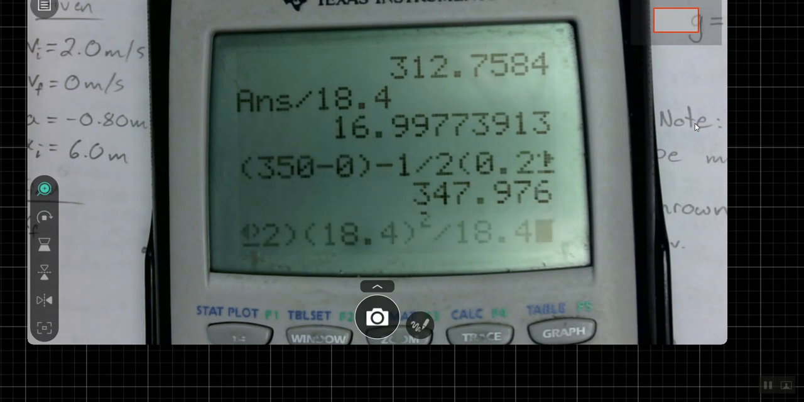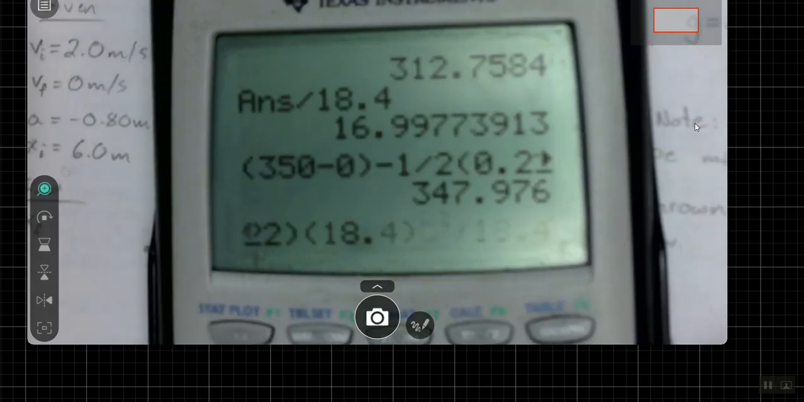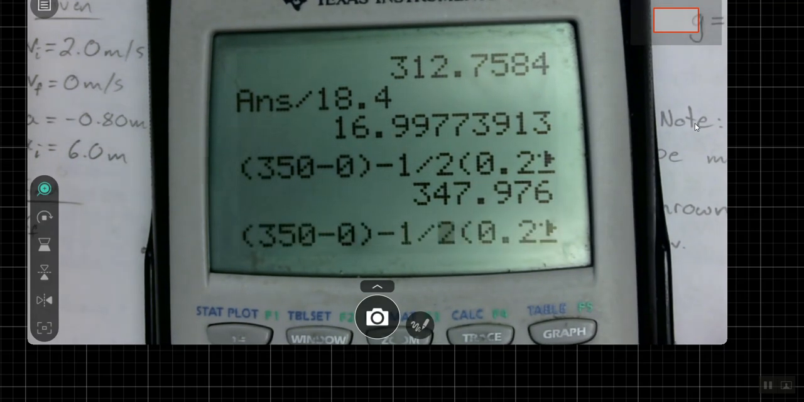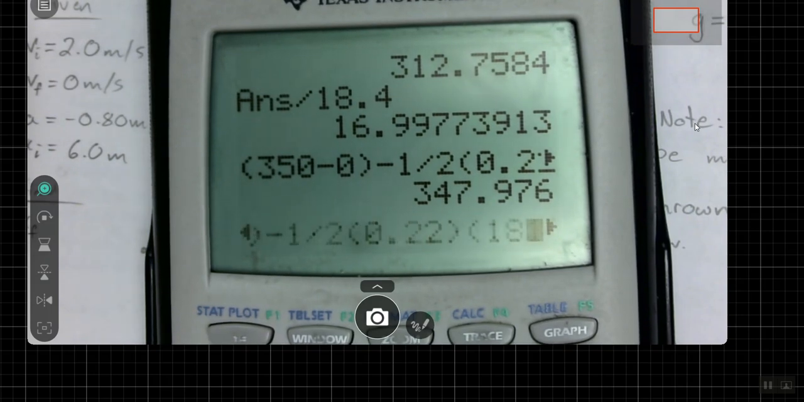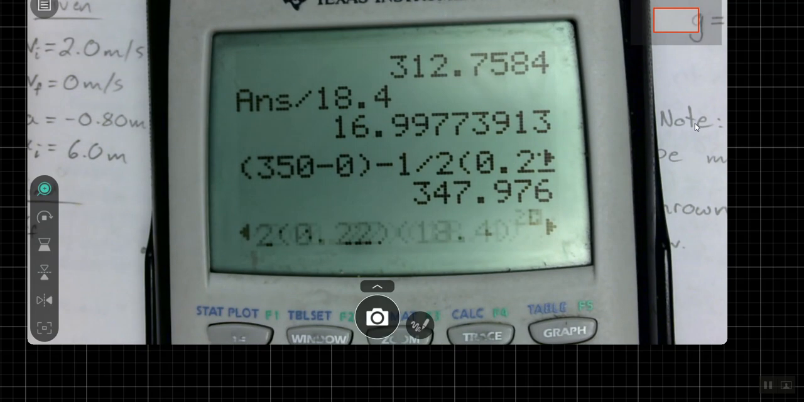Right here, okay. So, let's check this out. Your calculators are really good at math, but they're also really dumb, just so you guys are aware. In this expression, 350 minus 0 shows up, right? 100% it does. Then you subtract from that 1/2 times 0.22 times 18.4 squared. And then all that gets divided by this.